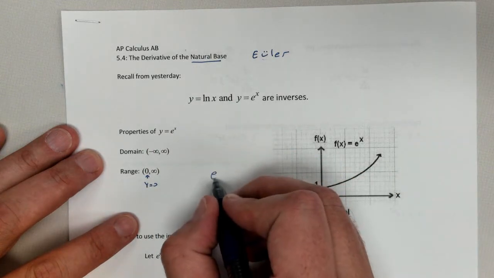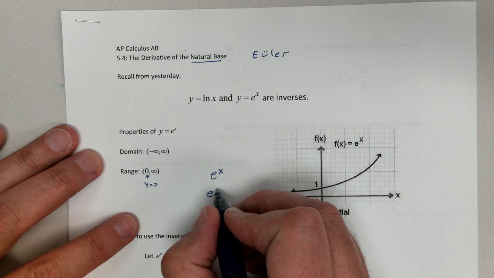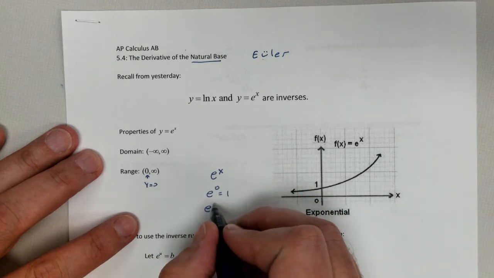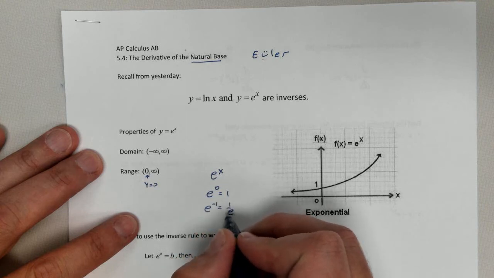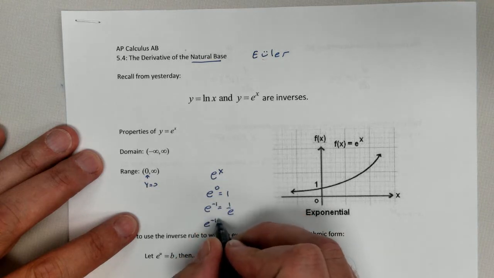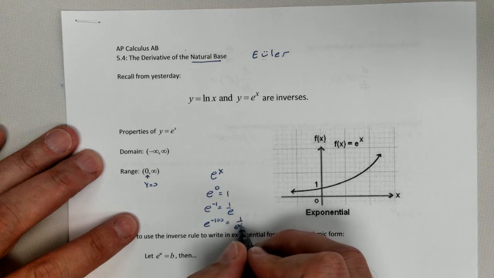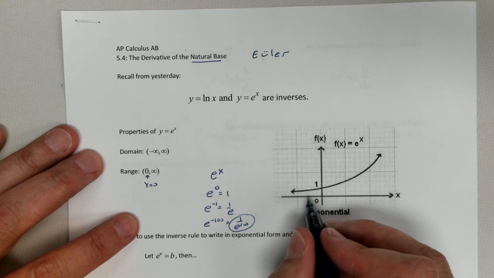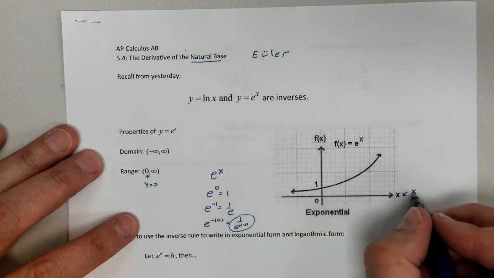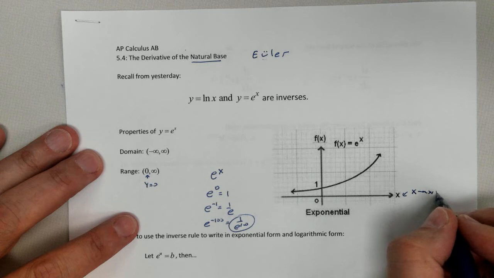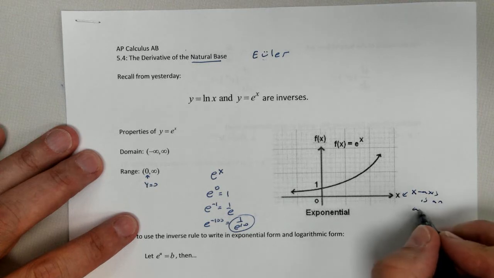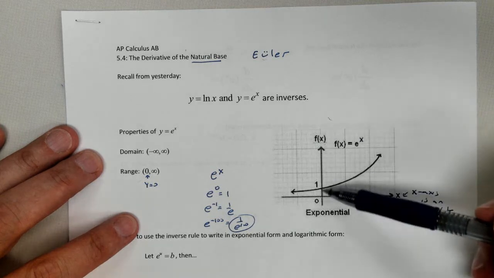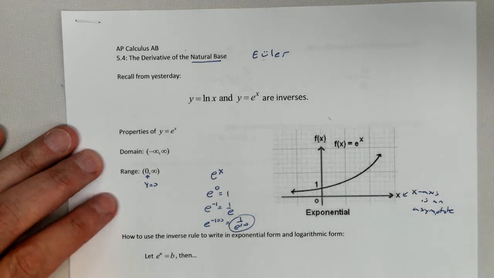If I think of my exponential function and pick values for x, like 0, I get 1. If I pick negative 1, I get 1 over e. And even if I pick a really small one, like negative 100, I'm going to get 1 over e to the 100. Even though this is a very small number, it never reaches the x-axis. So in this case, the x-axis is an asymptote. This is our horizontal asymptote. You might recall from yesterday, when we did the natural log, we said the y-axis was an asymptote for us.